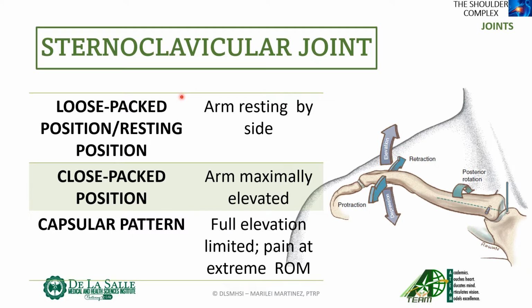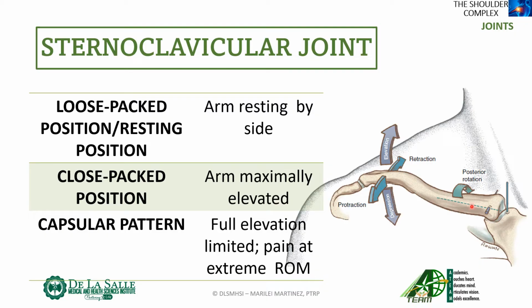Before we identify the loose pack, close pack, and capsular pattern of the sternoclavicular joint, let's first briefly define each of these terms. When we say loose pack position or resting position or open pack position, this is the position of minimal congruency between the articular surfaces and the joint capsule, with the ligaments being in the position of greatest laxity. Please remember the ligaments are in greatest laxity. Therefore, there is minimal congruency between the articular surfaces of the joint.